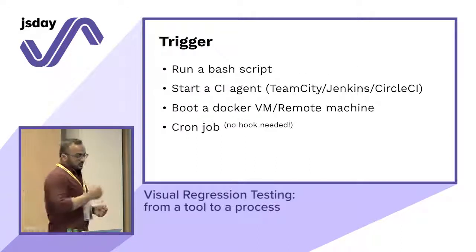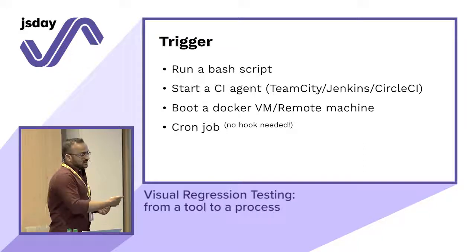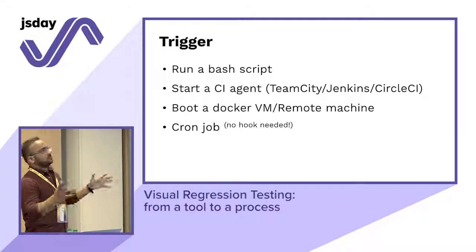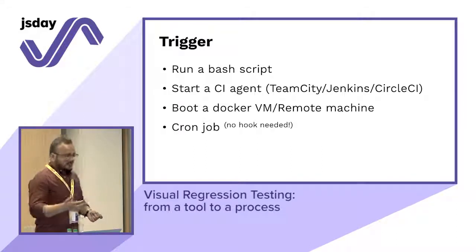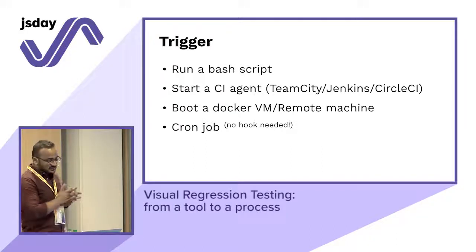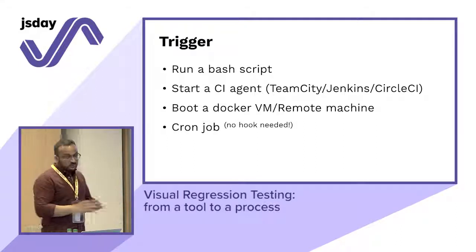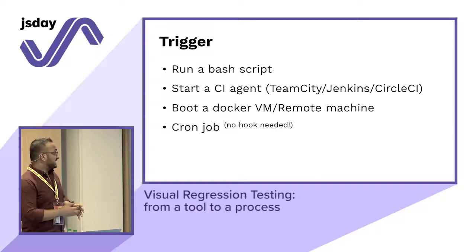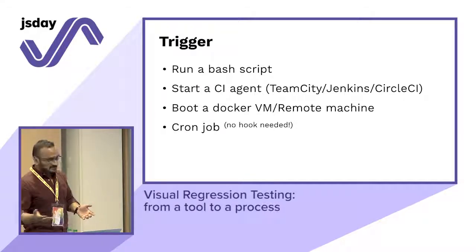Triggers, and now your hook is activated. You want to trigger something, right? So you can run a bash script. As soon as, let's say, you pushed a commit, you can simply run a script to start a VRT. You can be a bit fancy. You can start a continuous integration agent like TeamCity, Jenkins, or Circle CI. If you don't know what a CI agent is, in a very simple way, it's software which helps you automate your builds.